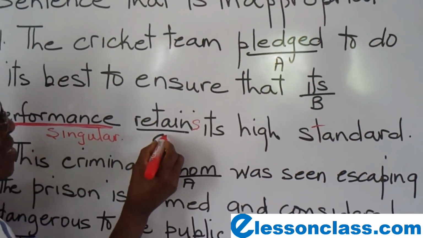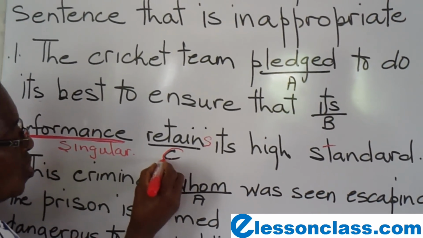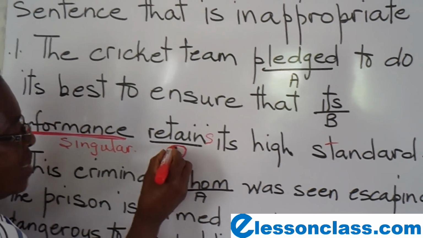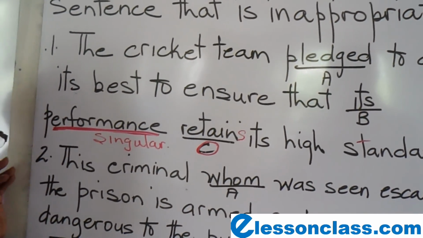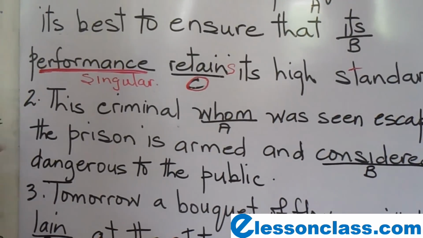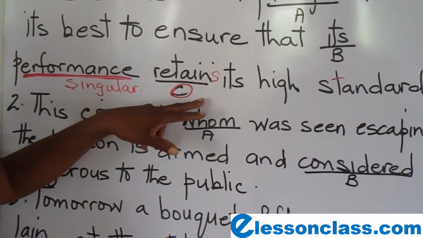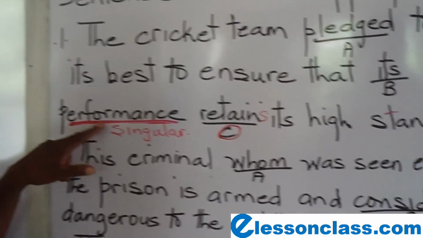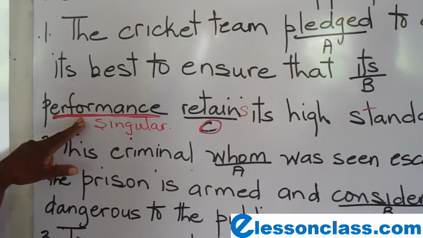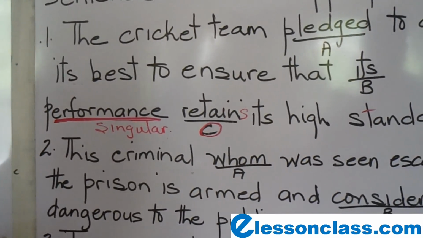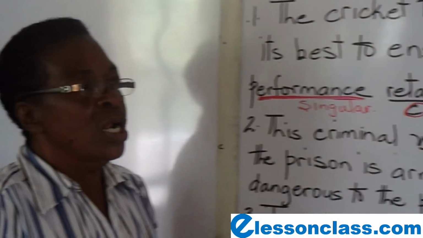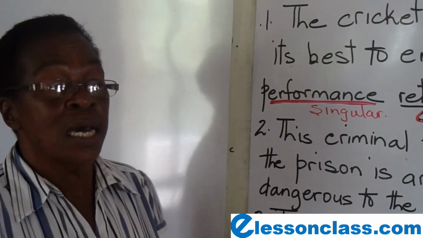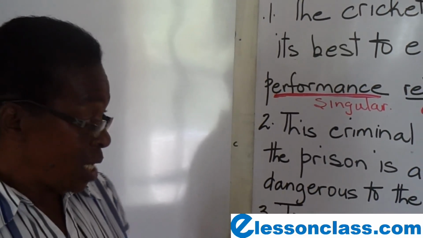So we would have circled or shaded on our answer sheet C. All right? Because here we have a plural verb being used with a singular subject. And we must make sure that our verbs agree with their subject.